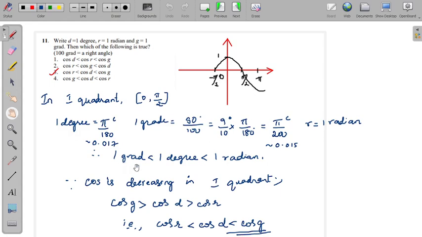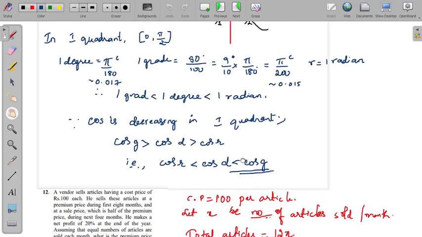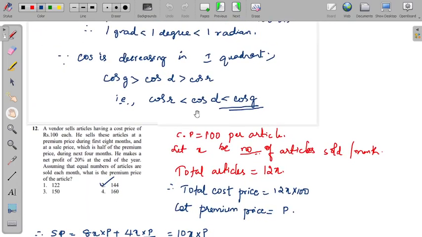So 1 grade is smaller and 1 degree is still smaller than 1 radian. As cos is decreasing, as you go to higher values of radians or degrees, the cos value decreases. So the inequality reverses. Cos of a grade will be greater, cos of a degree will be greater than cos of a radian. So finally, when you rearrange, cos of radian value is less than cos of degree value, which is less than cos of grade value. That is, the third option is the answer. You should remember here that cos is a decreasing function within the first quadrant.